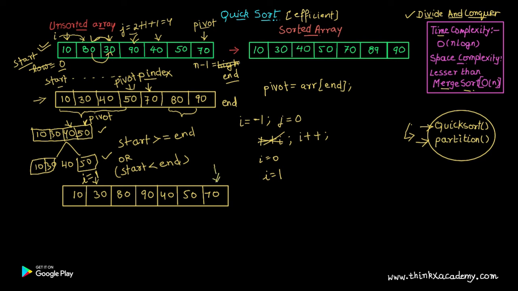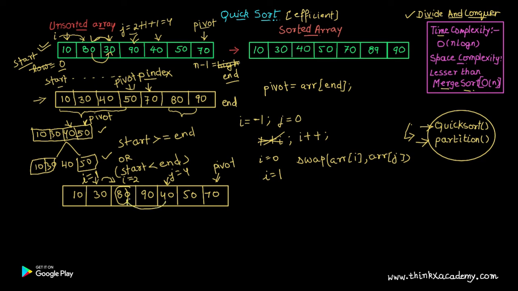This is the pivot element, and j is pointing to 4. So what we're going to do is swap the values at the i and j positions. The value of this 40 will come to this position, which is this one, 80, and we will increment the value of i by 1. So now this partitioning index will come here, it will become 2.